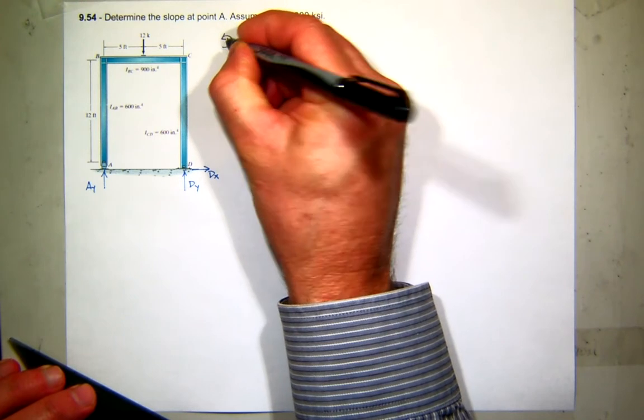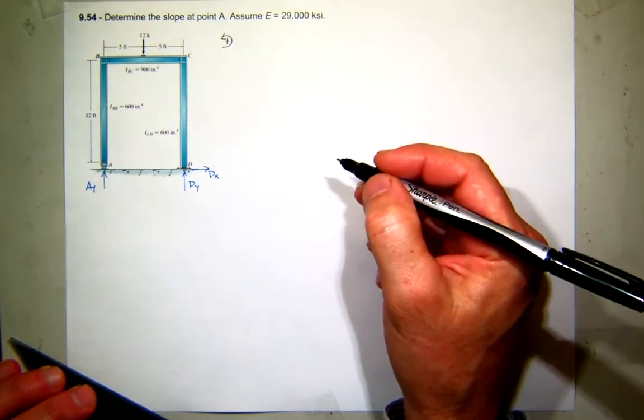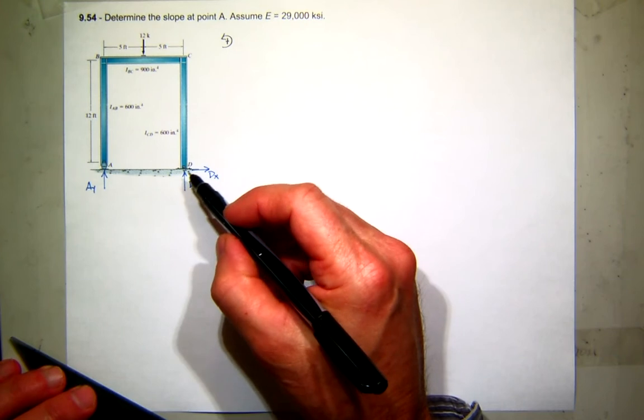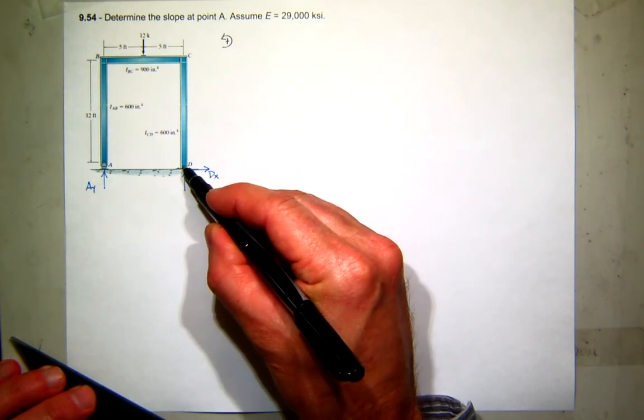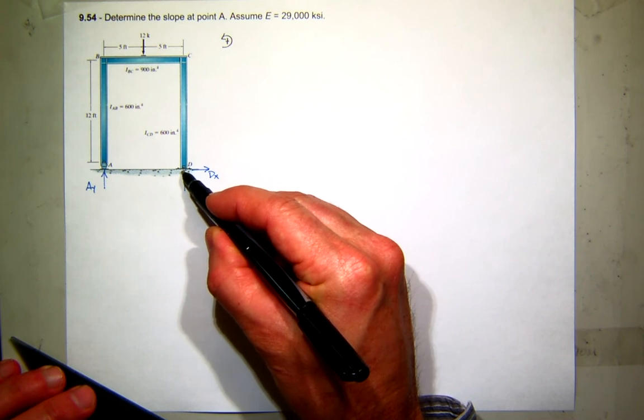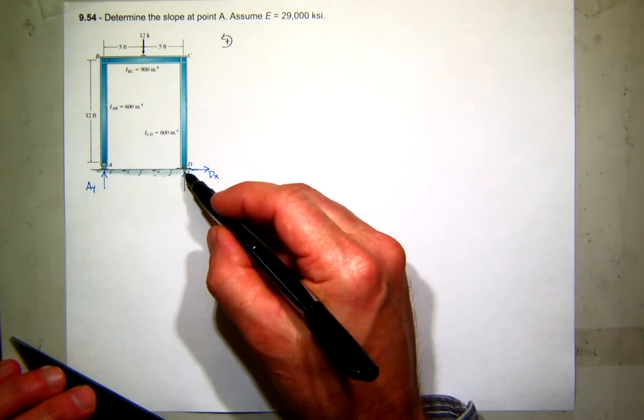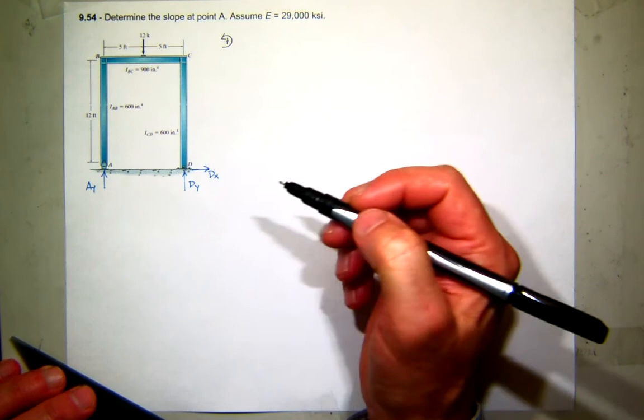Are we assuming D's a pin? Yeah, it kind of is. It's really hard to see, but if you looked close, you'd see that there's just a little flange right towards the center. And plus, if it were a fixed connection, this would be an indeterminate problem. We couldn't solve it.